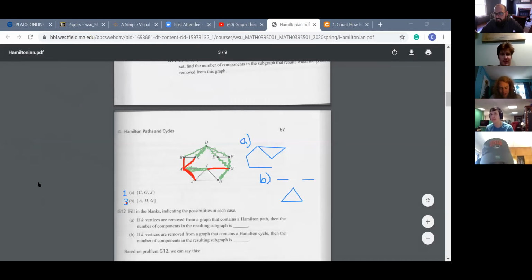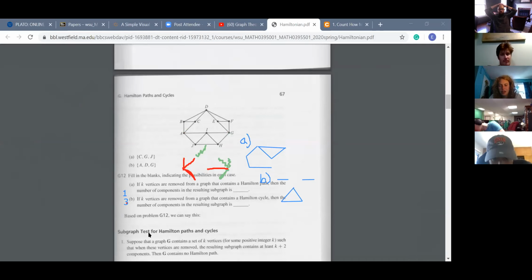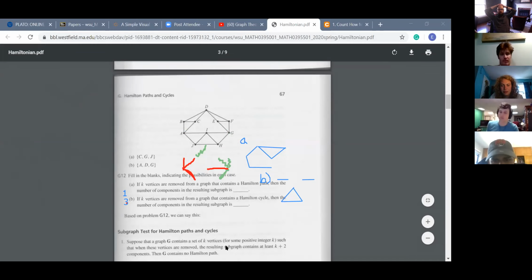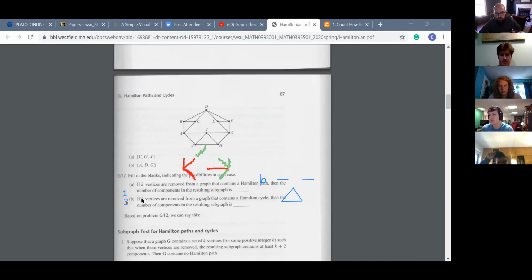So, we're on G12 now. Starting up on it. You just started thinking about it? Yep. Edwin, you can erase these if you want. I'll erase these actually. Fill in the blanks: if k vertices are removed from a graph that contains a Hamilton path, then the number of components in the resulting subgraph is.